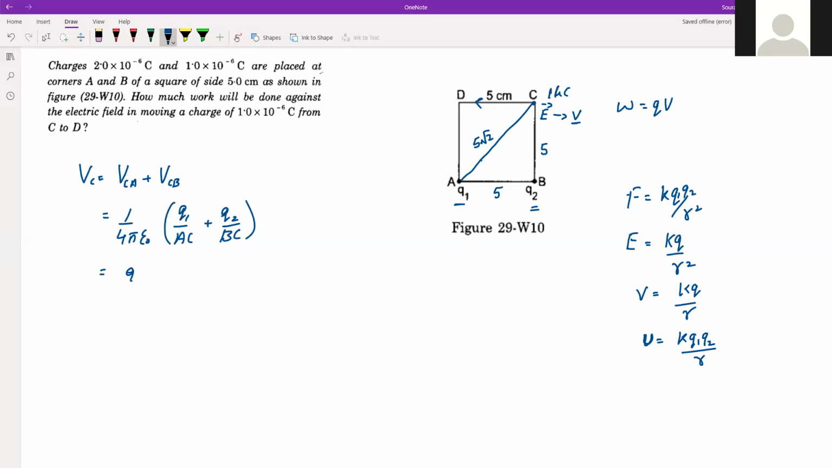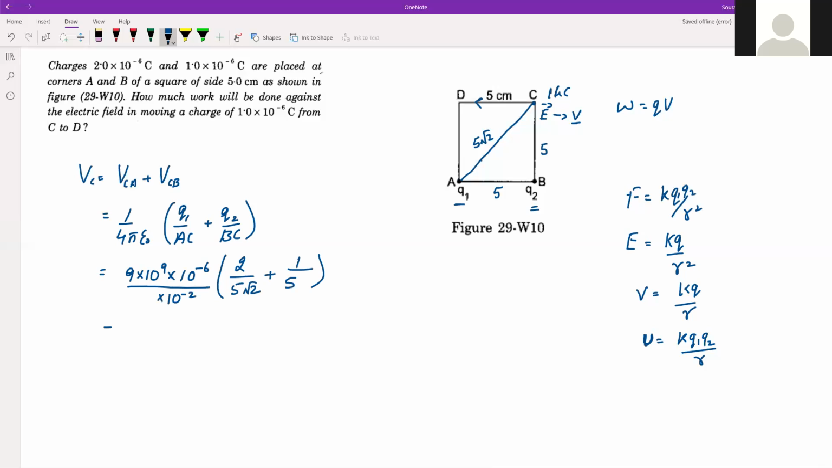Okay, now substitute the values. So this is 9 into 10 to the power 9. Q1 is 2 microcoulomb, so I'll take the microcoulomb outside, that is 10 to the power minus 6. Inside you'll have 2 divided by AC, that is 5 root 2, plus Q2, which is 1 divided by 5. And this is in centimeters, so into 10 to the power minus 2, that is in meters.